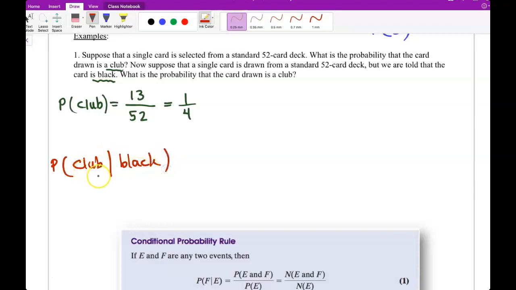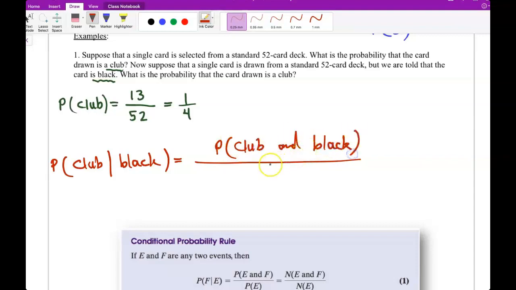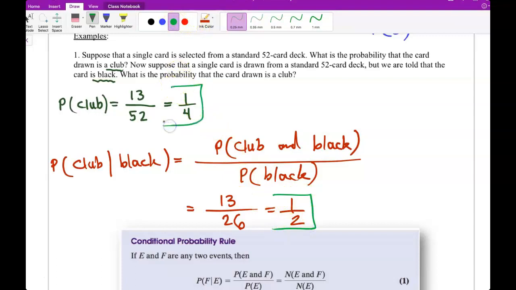Now the next part, finding the probability of club when we know that the card is black, divided by the probability of black. That is equal to how many club cards we have that are black. We have 13, and all of these are black. And how many black cards do we have in total? Here in total cards we have a sample space of 52. 26 of these are red and 26 are black. So the answer is 1/2. This one is 1/2, and that one was 1/4.